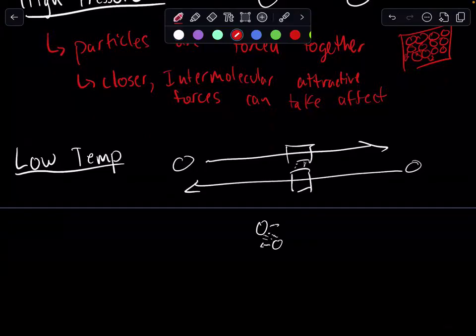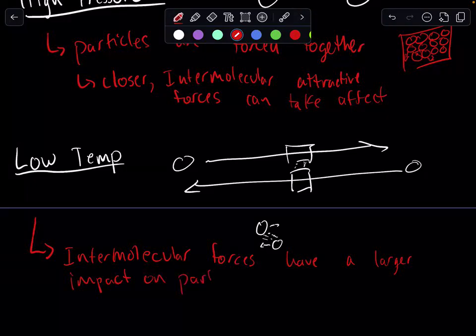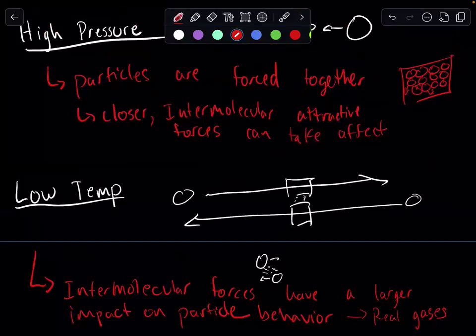So at low temperature, those same intermolecular forces have a larger impact on particle behavior. And we said that is not ideal. Ideal says these forces don't exist, but if they are, that makes these real gases. So those are the two main ways that we can take an ideal gas and make it act more real.